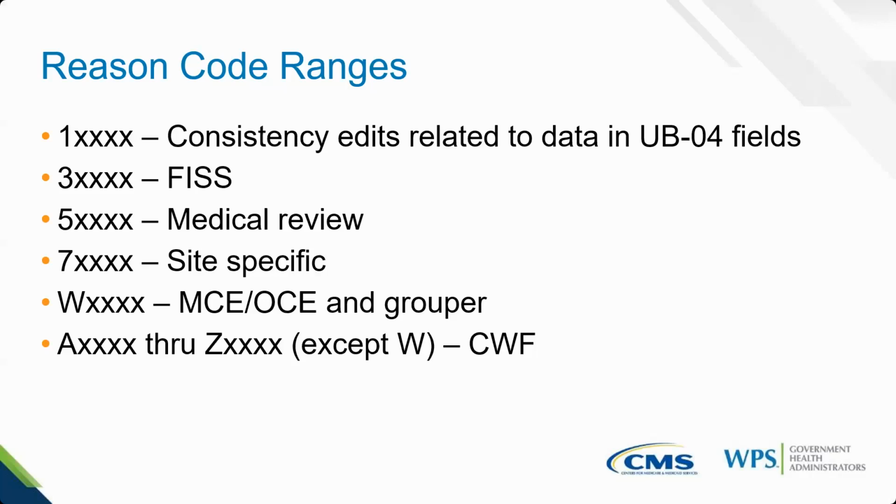Codes in the 5,000 range are associated with medical review. So these can be medically unlikely edits. They could be related to a national or a local coverage determination. Just a couple examples. Reason codes that are site specific are created by the MAC. Those begin with a 7.